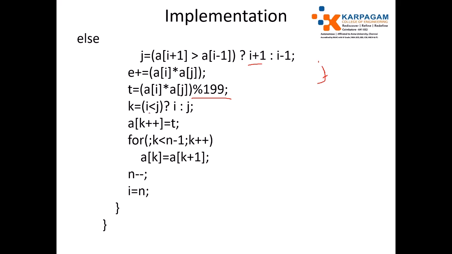After that, delete that particular element. For example, you have the minimum element which is multiplied by some other element. Finally, you will get one result, and that result is stored in the kth position.